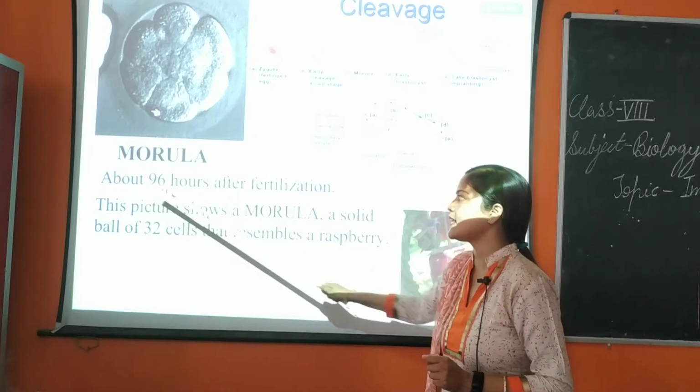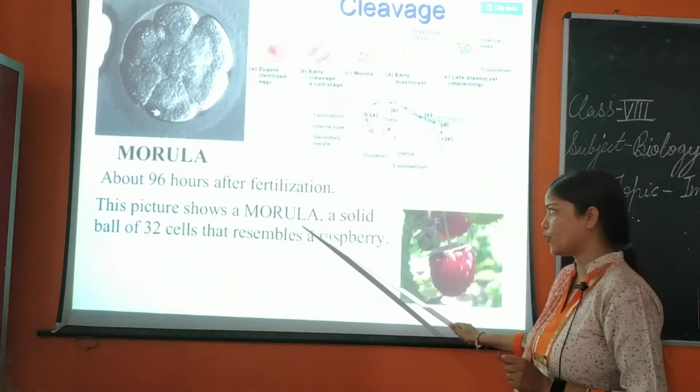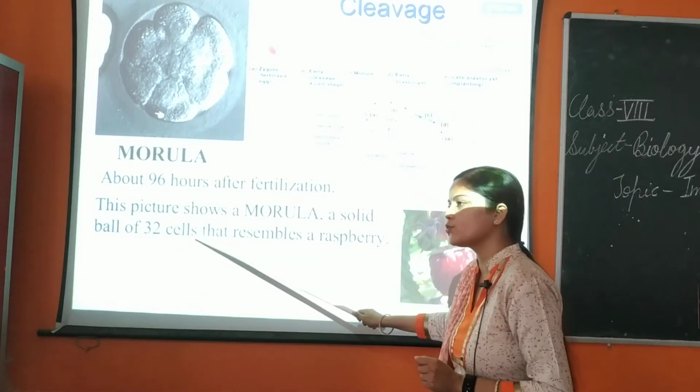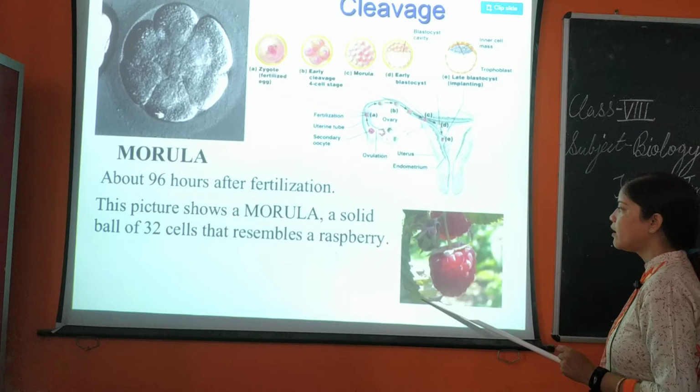Morula. After 96 hours after fertilization, this picture shows a morula, a solid ball of 32 cells, which resembles a raspberry.